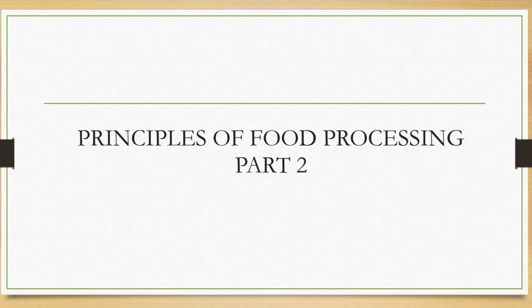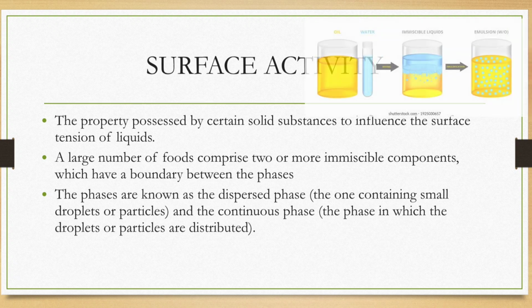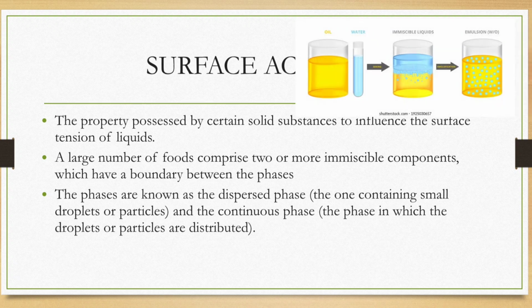Now, here we are going to learn about surface activity. So what do you mean by surface activity? It is nothing but certain solid substances will possess a property to influence the surface tension of liquids. Here we talk about two or more immiscible components. So when there are two or more immiscible components, we'll have two kinds of phases.